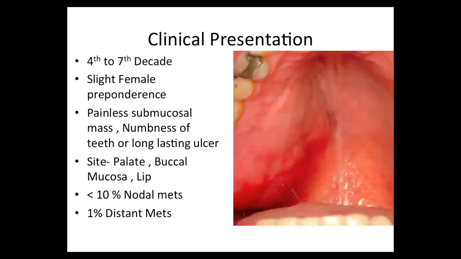Now, coming to clinical presentation, most common is 4 to 7 decades of life. Female preponderance, the ratio is 1:1.19 to 1:1.2. The most common presentation is painless submucosal mass. There could be numbness of teeth or a long-lasting ulcer over the palate, buccal mucosa, or lip. Nodal metastasis rate is less than 10% by and large, but for some it might go to 15 to 20% as well if there is high-grade transformation. Overall, at presentation, the distant metastasis accounts to 1%, but overall it is 30%.